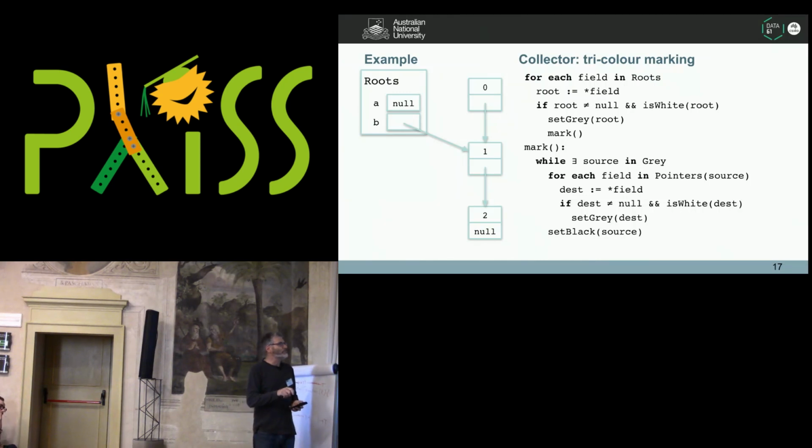Okay, so we're going to first off just gray the objects that are referred to from the roots, and then we're going to mark from each of those objects.